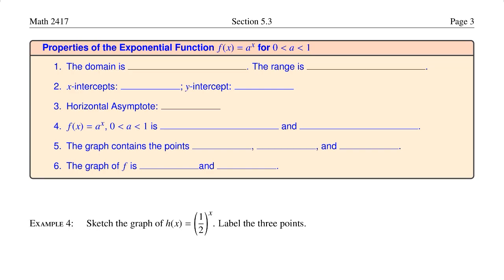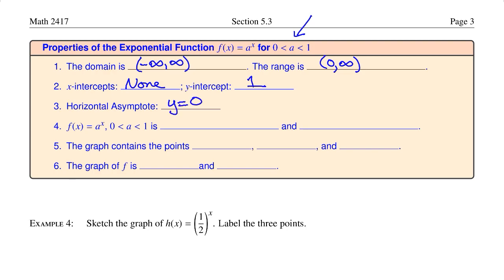That was the increasing exponential function. Let's look at the decreasing exponential function. Notice that the characteristic is that the base, a, has to lie between 0 and 1. So the domain is still negative infinity to infinity. The range is still 0 to infinity. The x-intercept, none. The y-intercept, still 1. The horizontal asymptote, still y equals 0.